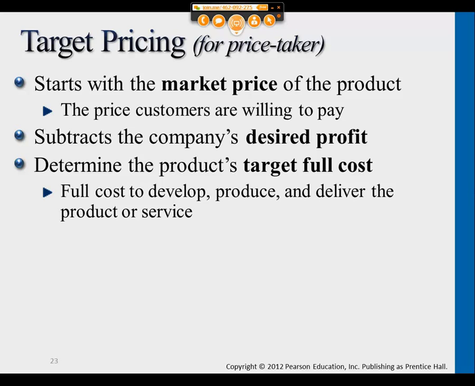From that, we'll subtract our desired profit, and that will tell us the target full cost. Do you see how we're starting with the market price, the price that's set out there in the market, and then coming slowly back to our company and calculating our full cost? So it's going from the market to the company. It's a price taker. We got some price, and now we're going to derive from that. The full cost to develop, produce, and deliver the product or service is what we're going to get at the end.